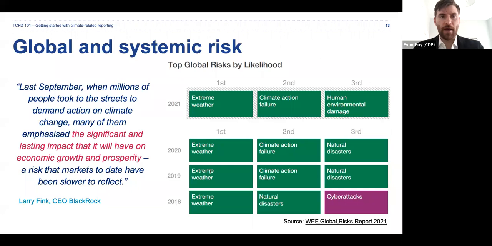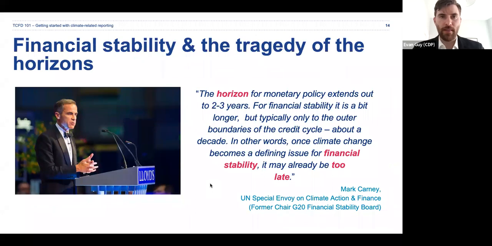In 2015, while Governor of the Bank of England, Mark Carney made really a landmark speech on this topic, on breaking the tragedy of the horizons. In this speech in 2015, he highlighted that despite these severe and systemic threats from climate change, the time horizons for both policymakers and financial markets are just too short to start taking the necessary action to address the issue.